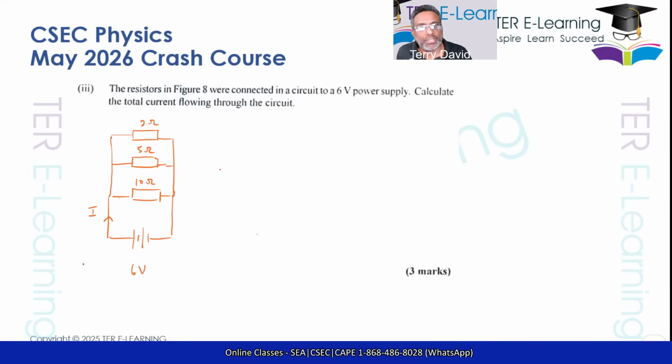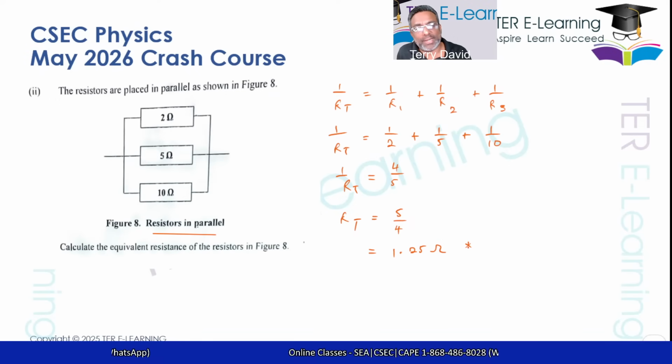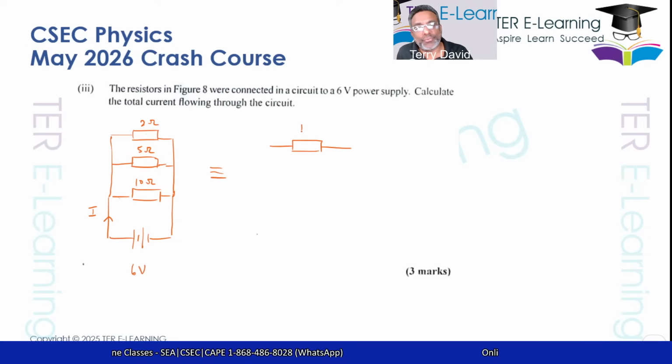So first of all, this here, the resistance, we could have taken out all 3 resistors and placed 1 resistor, which is actually this value that we calculated here. When you calculate RT, that's the combined resistance in the whole circuit. So this is going to be 1.25 ohms, and that is really connected to a 6-volt power supply. Okay.